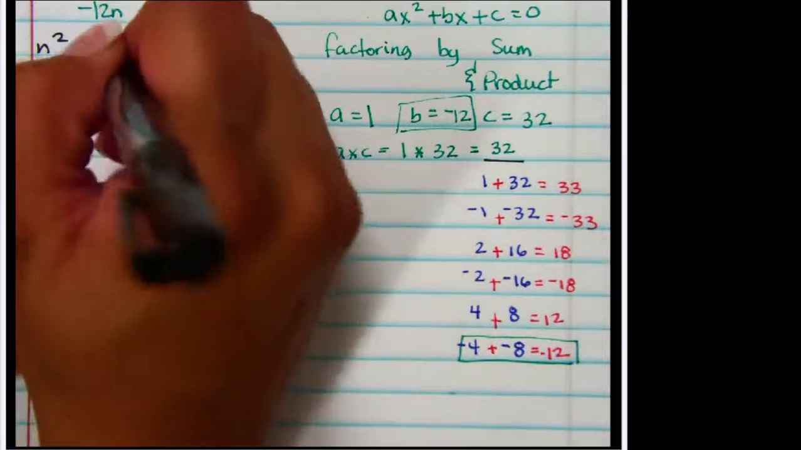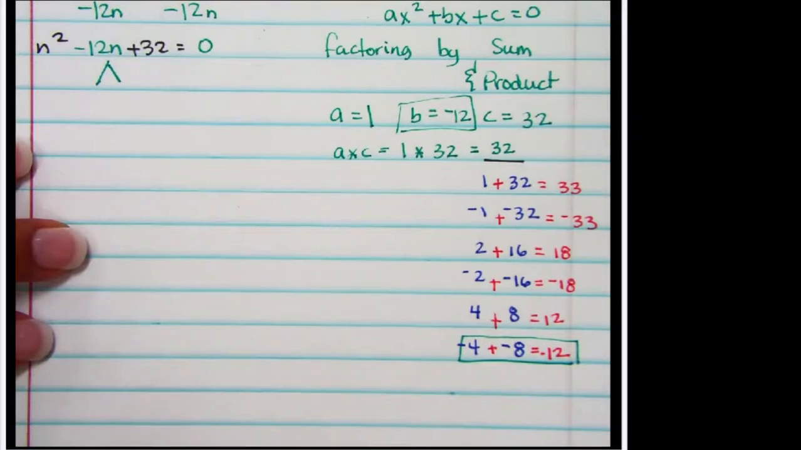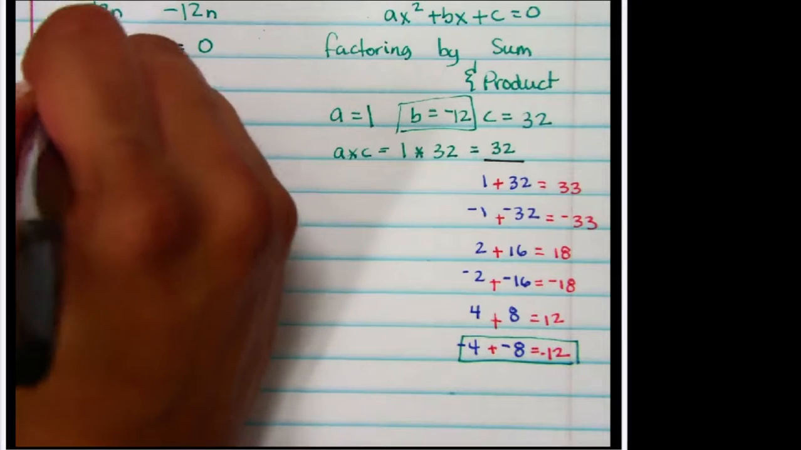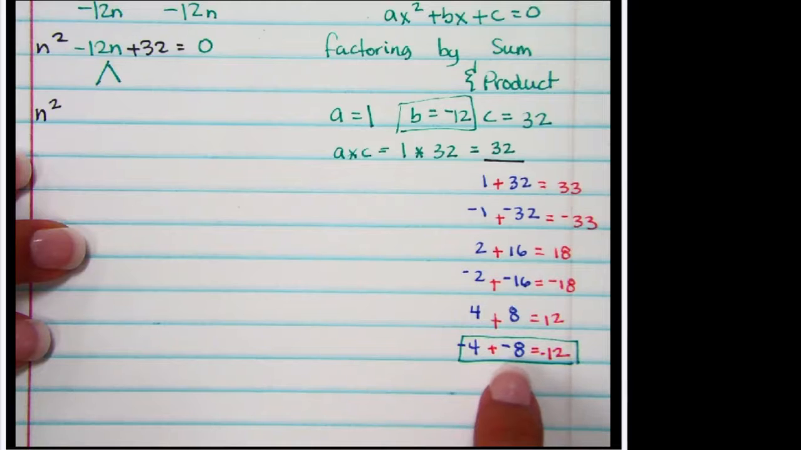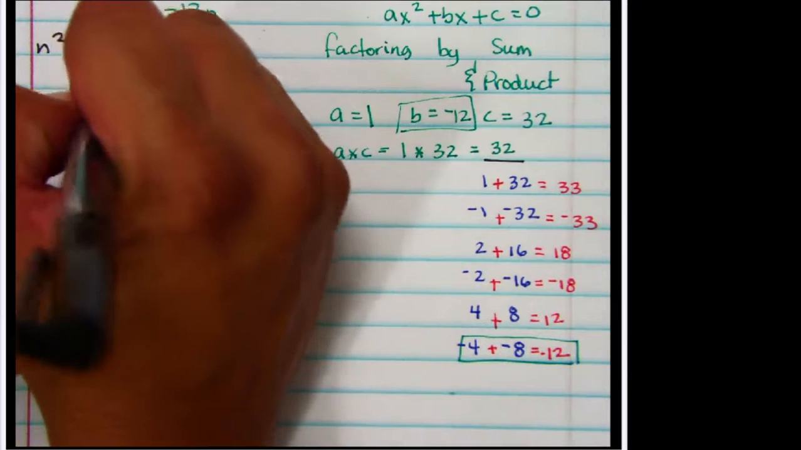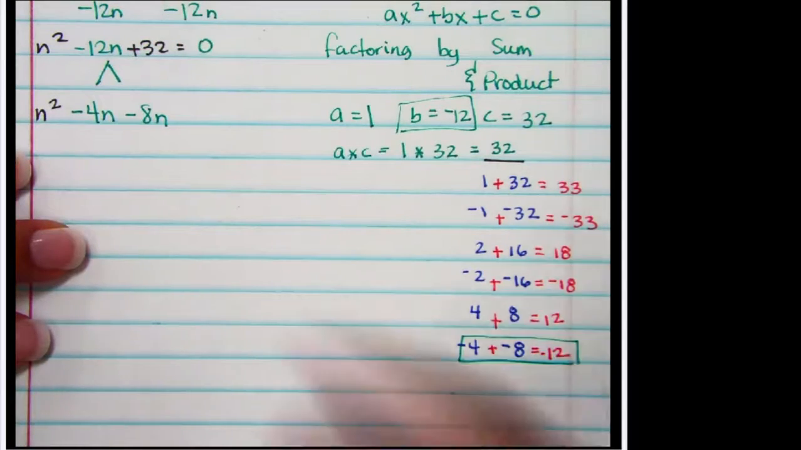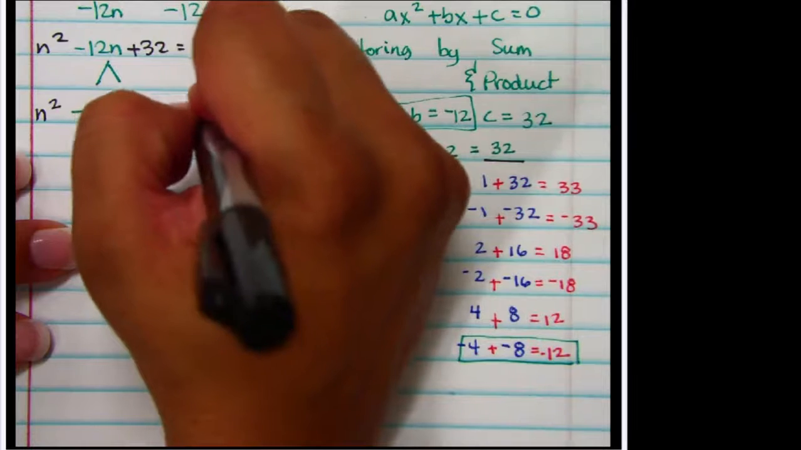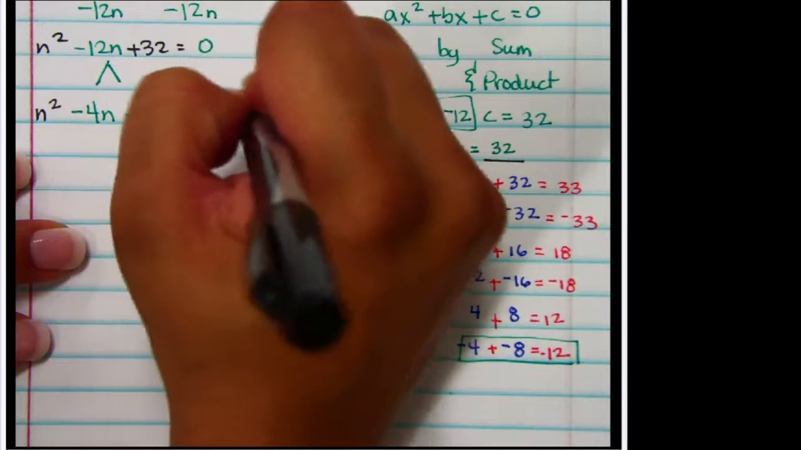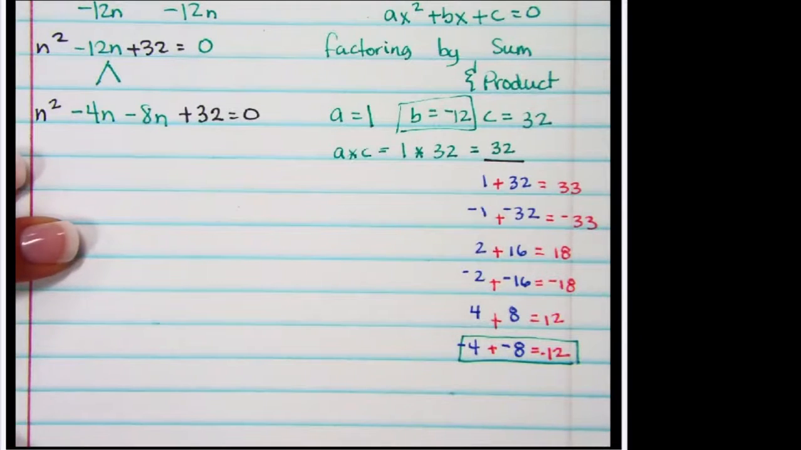I'm going to replace this middle term right here with 2 terms whose coefficients are the factor pairs that I have identified in the previous step. And so I'm going to rewrite negative 12n as negative 4n minus 8n. The rest of my equation remains unchanged.